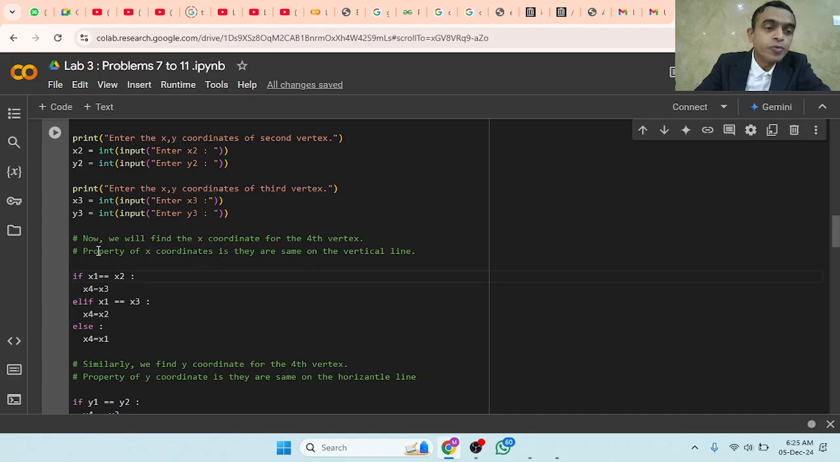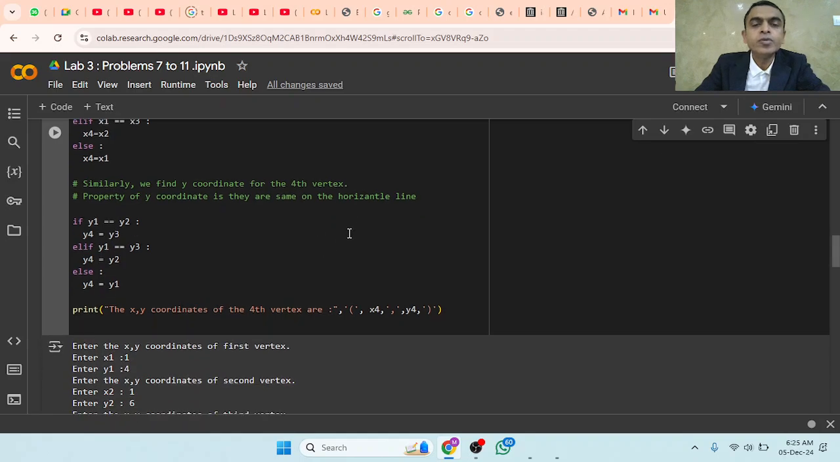Okay. So the property we are using here is the property of x coordinates, that the x coordinates will be the same on a vertical line. This is the property we are using. Now similarly we will find the y coordinates of the fourth vertex. Right. What is the property we are going to use? On a horizontal line, y coordinates are the same. Now on the horizontal line, we have two vertices, and similarly two vertices on the line below. That means there will be two pairs in y1, y2, y3, y4. Out of that, three are known, y1, y2, y3. We just have to find out what y4 is.